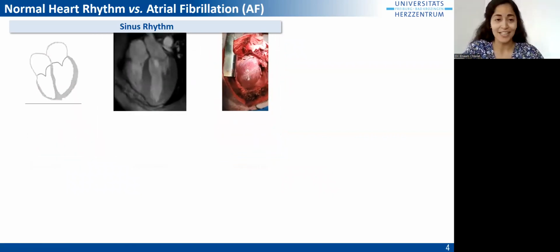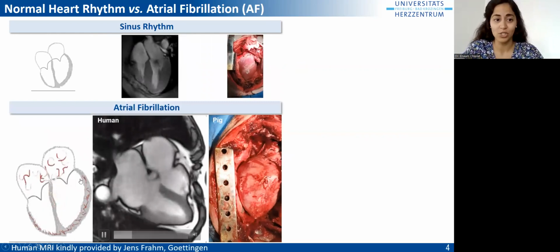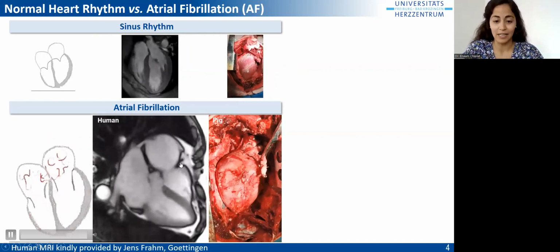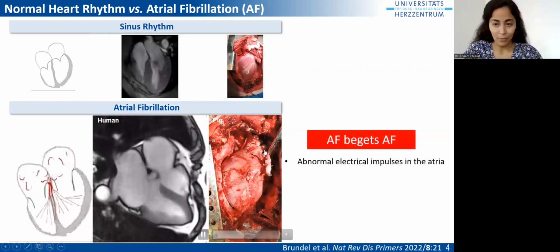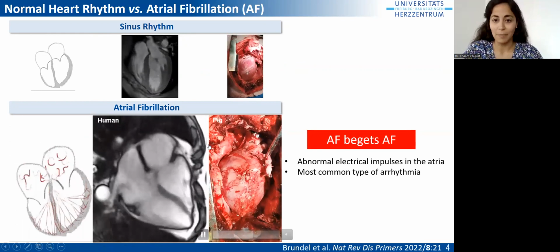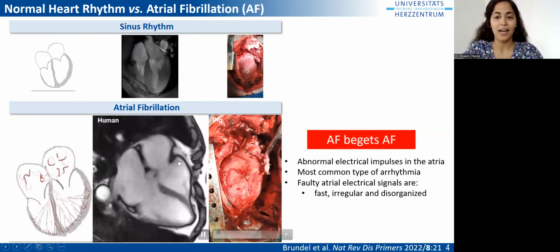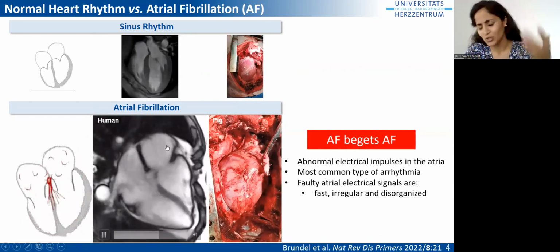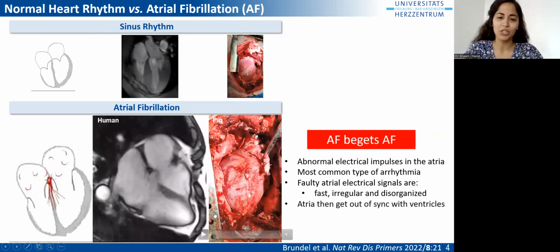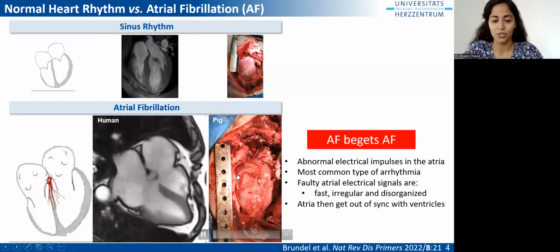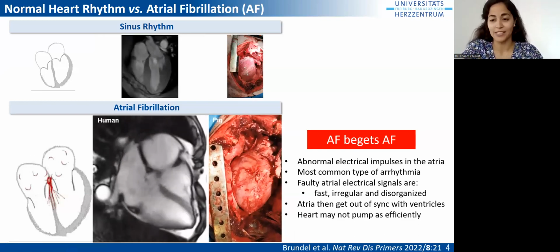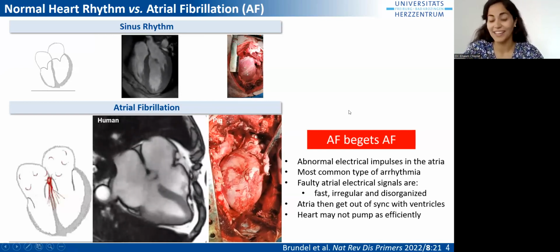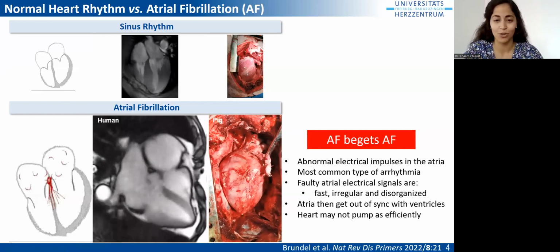This is wonderful and great, but what happens with patients with atrial fibrillation? Here you get aberrant electrical conduction in the atria, so abnormal electrical impulses. I mentioned it's the most common type of arrhythmia. These faulty electrical signals are very fast. You can see it in the video here. They're irregular, they're disorganized, and often the atria will get out of sync with the ventricles, which can lead to the heart not pumping as efficiently. Sadly, with these patients, the saying is AF begets AF. So it's a pretty bad situation, and these patients, of course, need help.